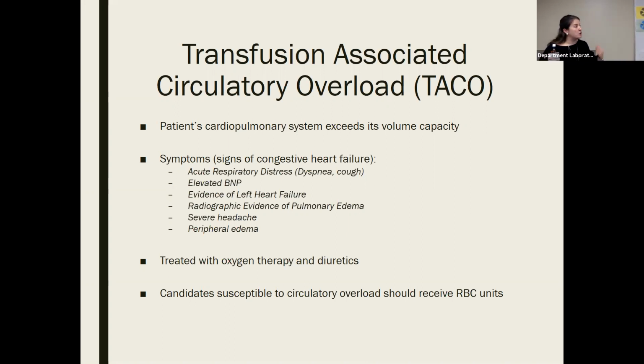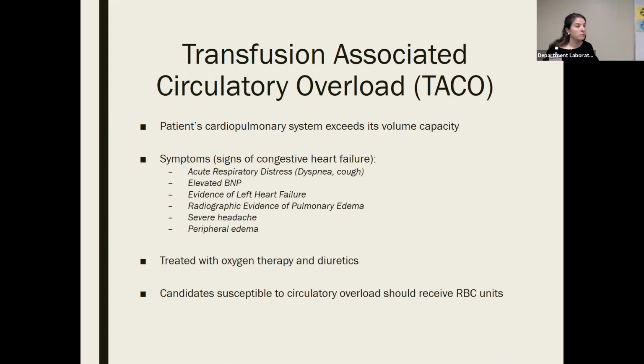Symptoms: it could cause your patient to go into congestive heart failure due to the circulatory overload. They're going to have respiratory distress, a dry cough, hard time breathing. Their BNP is going to be elevated, heart failure like I mentioned, pulmonary edema. They're also going to have swelling in the chest, severe headache, and peripheral edema as well. So they might have swelling in other parts of the body too, like swelling in their ankles. Because think about what's happening: their circulation is overloaded, so they're going to start retaining fluid. So we will treat with oxygen therapy, and because they're retaining that fluid, diuretics.